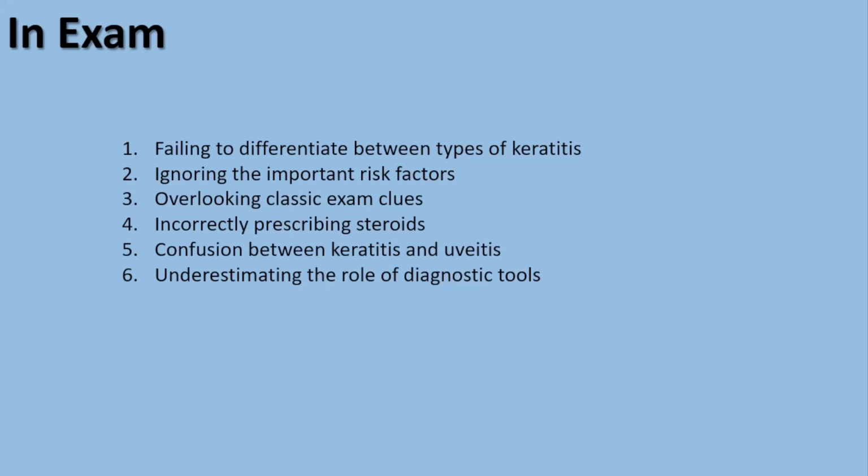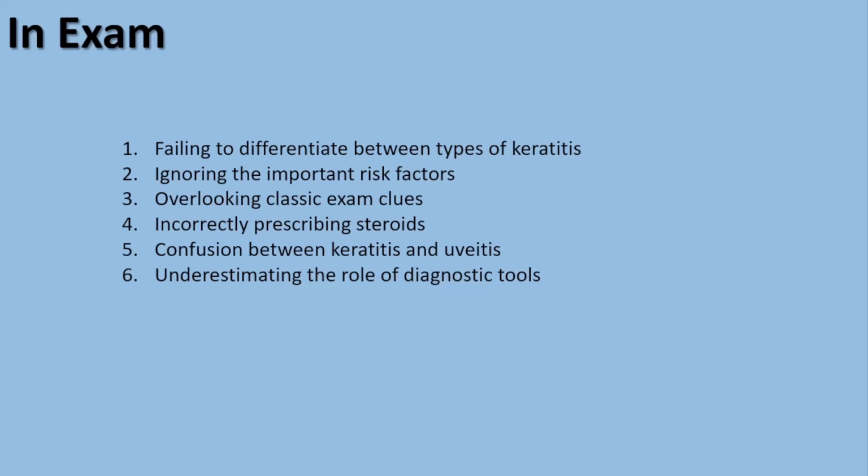Number three is overlooking the classical exam clues. In case of HSV keratitis, we have dendritic ulcers on fluorescein staining. In case of bacterial keratitis, we have pain, redness, purulent discharge, and infiltrations. In case of allergic keratitis, we have itching, limbal papillae, or Horner-Trantas dots. And this is the third mistake that you can make on the exam. Number 4 is incorrectly prescribing steroids. Again, note that in case of fungal or viral keratitis, steroids are contraindicated.